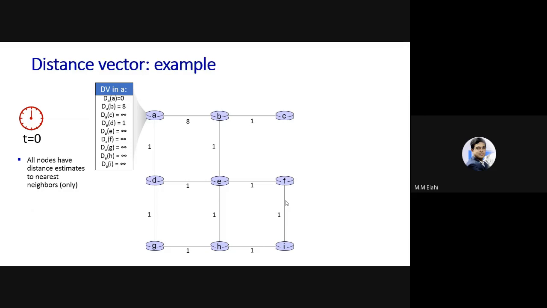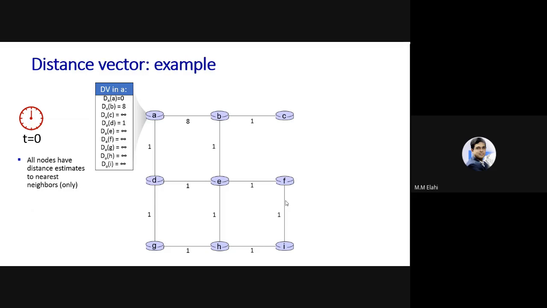See, all others are infinite. Why? Because A has only two neighbors, B and D. So for B it is 8, for D it is 1, for all other nodes the value will be what? Infinite. There is no connection, so the value will be infinite. But we will see after a certain number of iterations there will be a positive value when there are updates. Here we see the cost from A to E is infinite, that means there is no path, right? But when my algorithm converges, definitely a shortest path from A to E will be found.